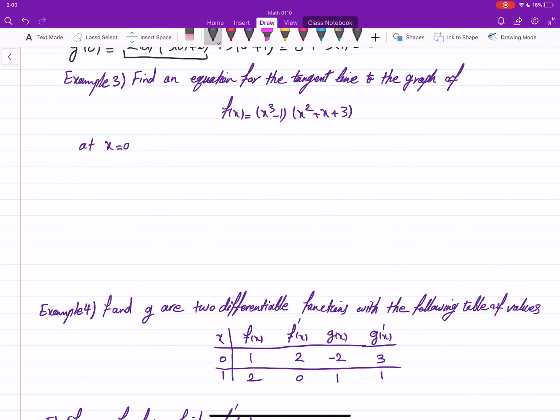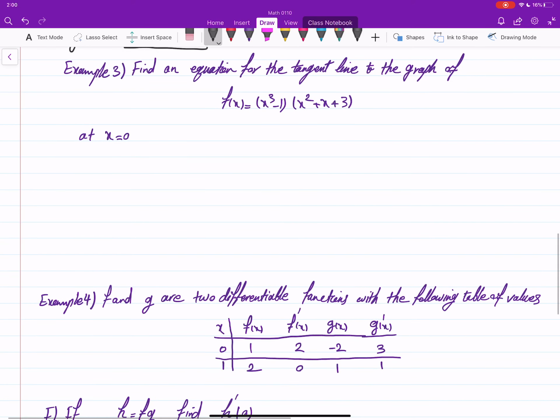Okay, for this one, we are asked to find the equation for the tangent line. Remember, to write an equation for a tangent, for any line, we need a slope and we need a point. The slope, let me denote it by m, is going to be the derivative of that function at that point. So we have to find the derivative and then evaluate it at 0.